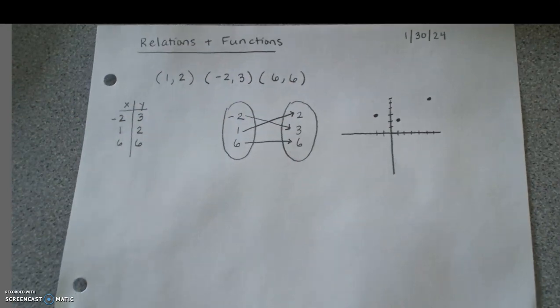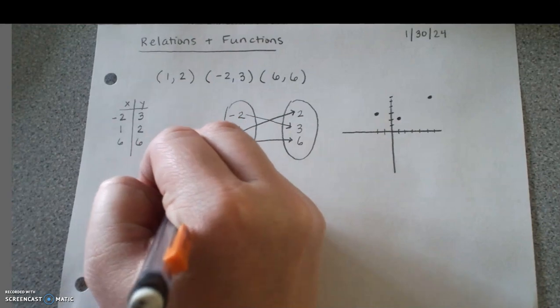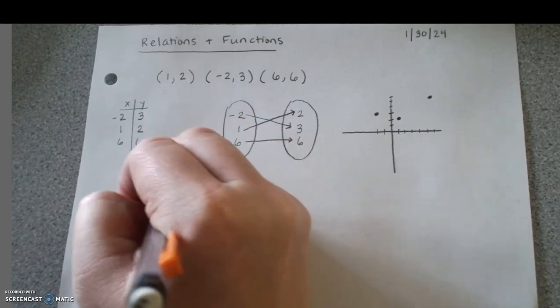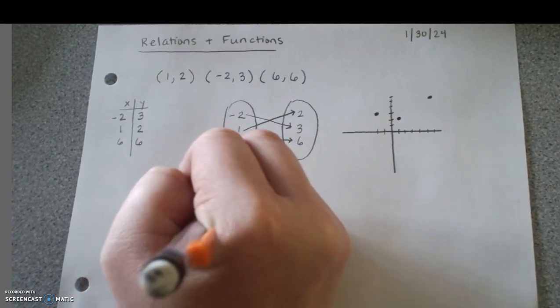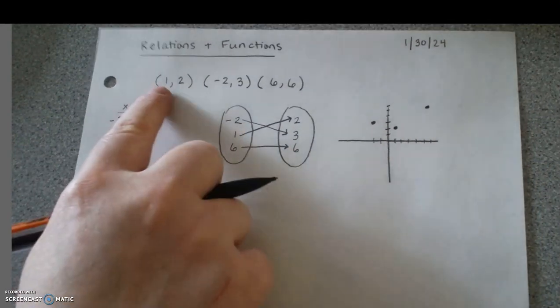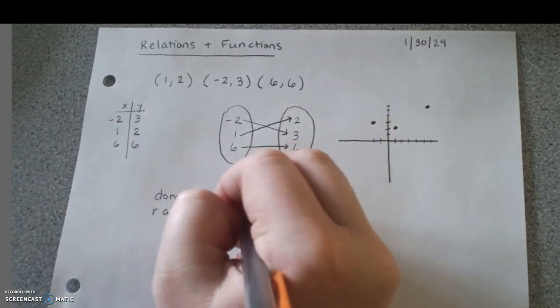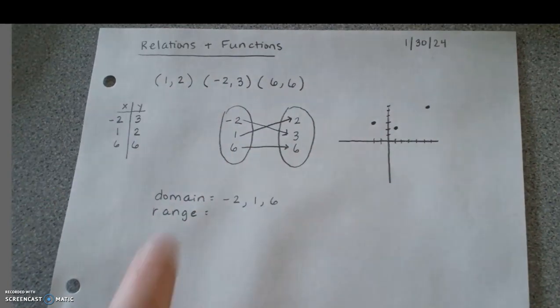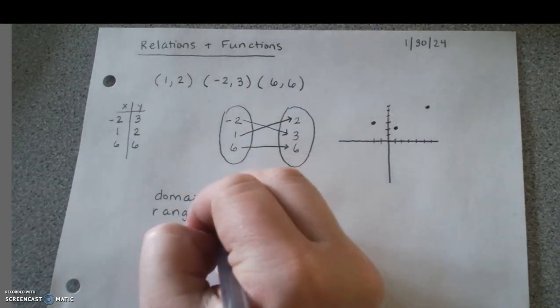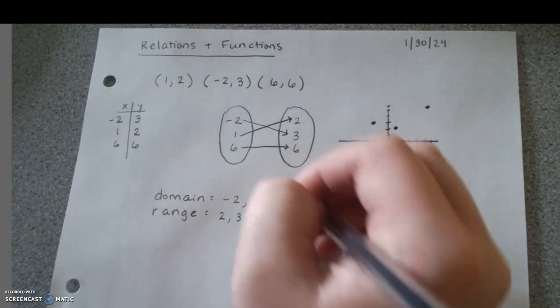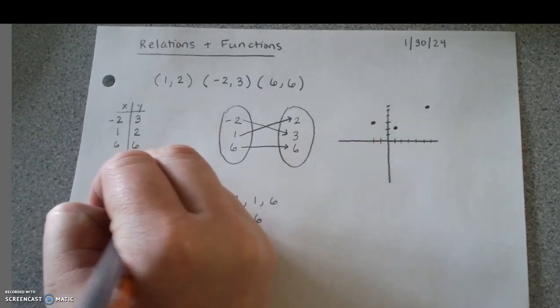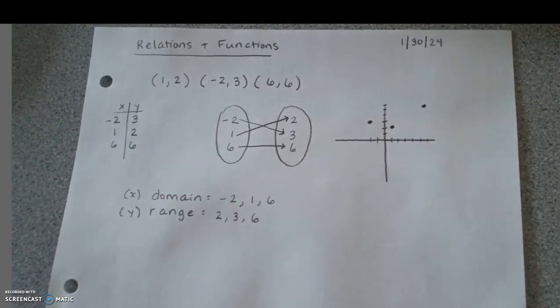All right, the next thing they talked about was the domain and the range. So domain is all your x values, so -2, 1, and 6. And range is all your y values, so 2, 3, and 6. So domain is x, range is y.